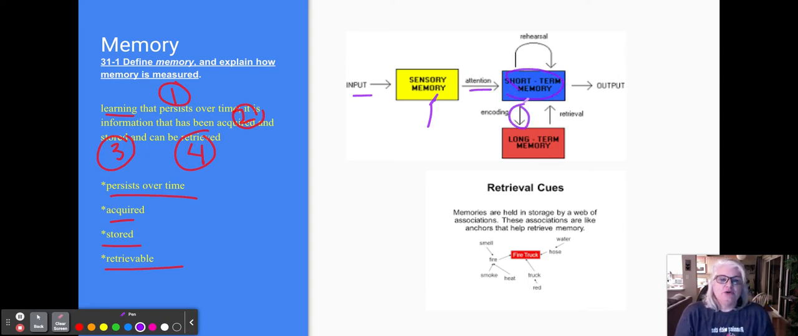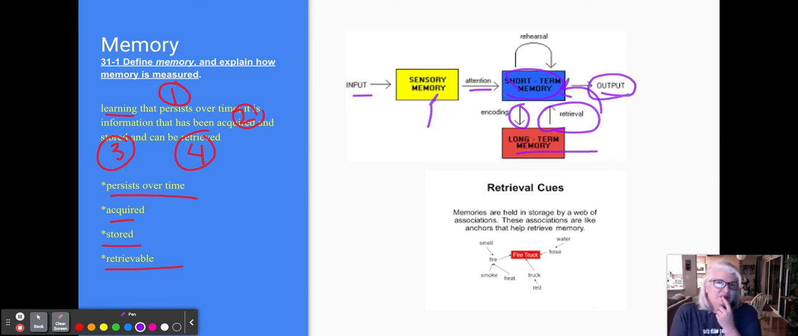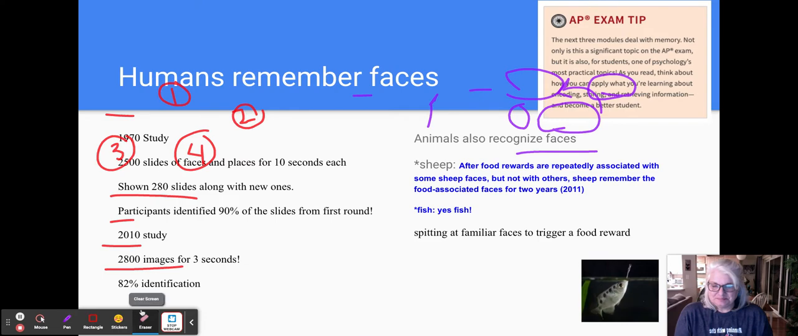Now, unless you encode it, it will not move into your long-term memory. And we'll talk about different ways to encode and put it into that memory. And then once you have it in your long-term memory, you are able to retrieve it back to your short-term memory and put it into an output such as, oh, I don't know, a test. Okay, so that's kind of how memory works. And we're going to go into it in more detail.